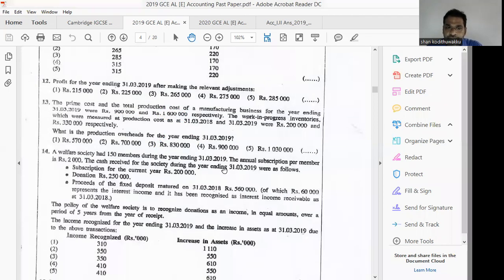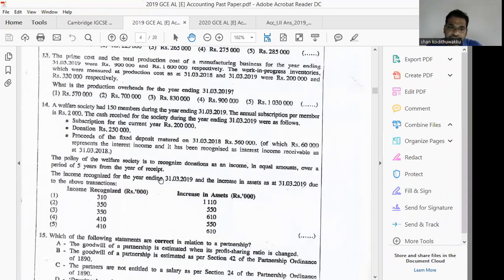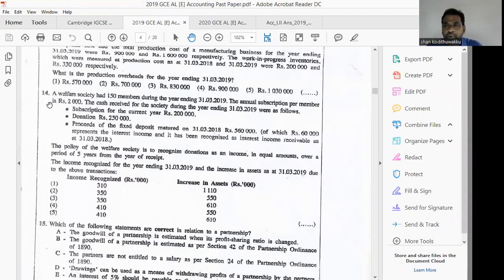Right. Then question number 14. Question number 14 is regarding a non-profit business organization preparing an income statement and statement of financial position.